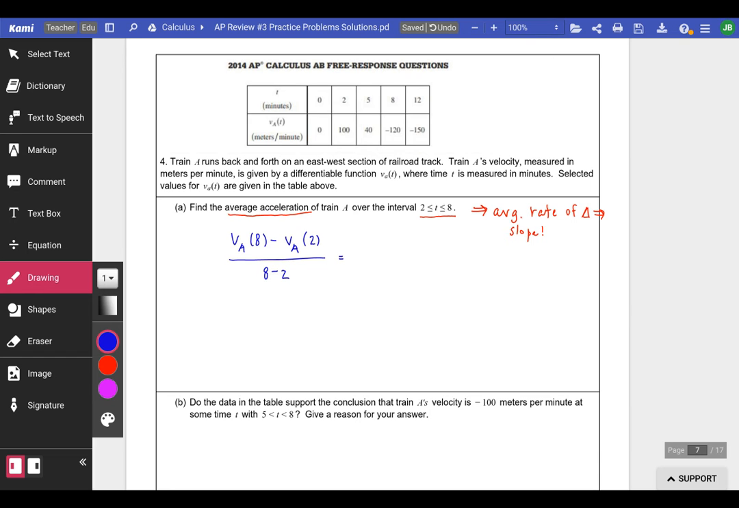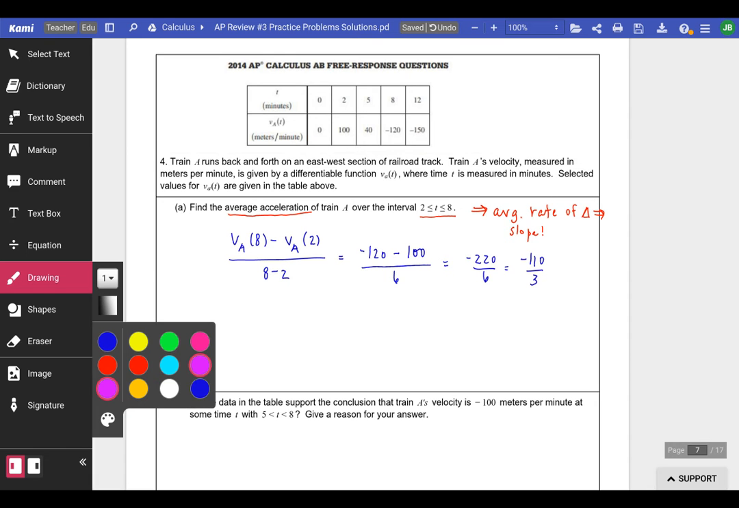So at 8, I've got negative 120. The velocity at time 2 is 100, all over 6. So I get negative 220 over 6, which is negative 110 over 3. And then because this is a slope, I know my units for velocity are meters per minute. So I'm going to put that to the side here.